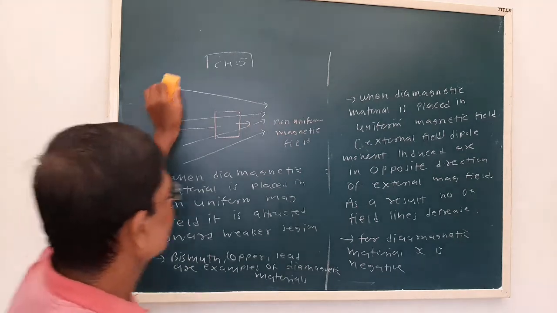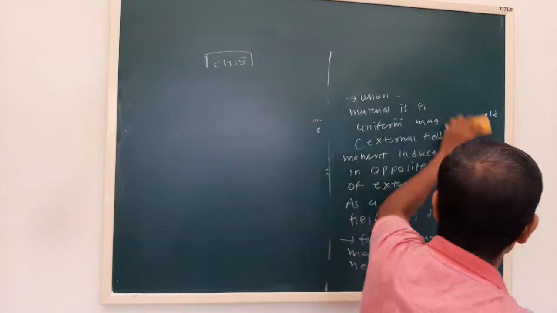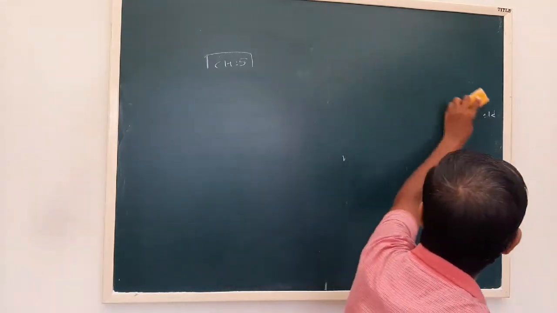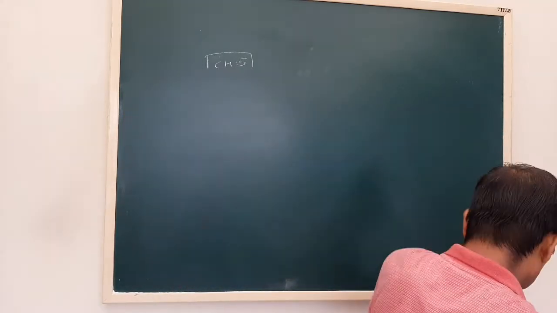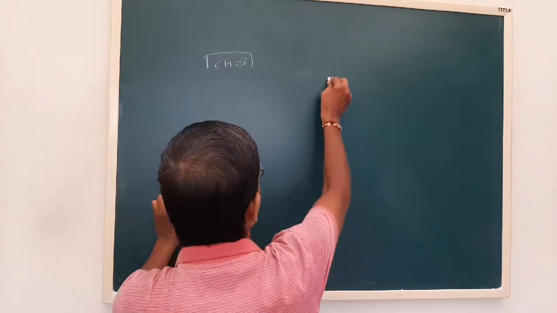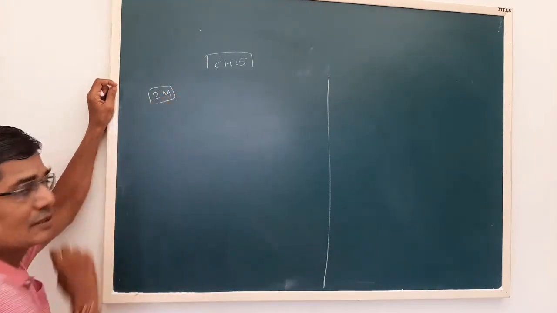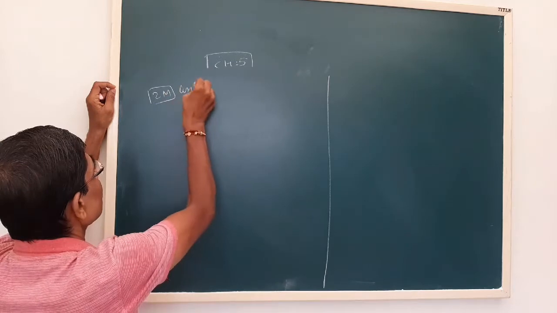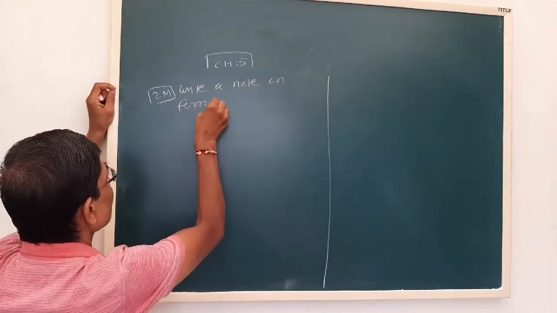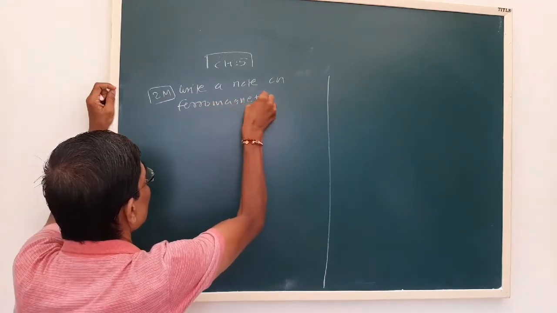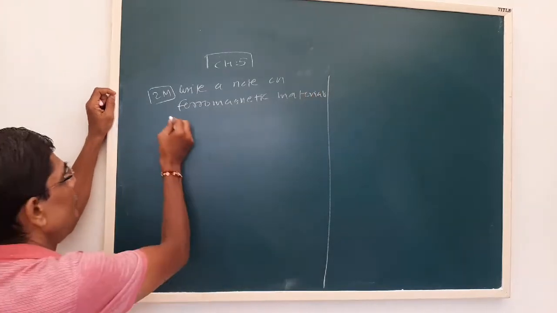Now next we have to talk of ferromagnetic material. This again can be asked in a 2-mark question. Write a note on.